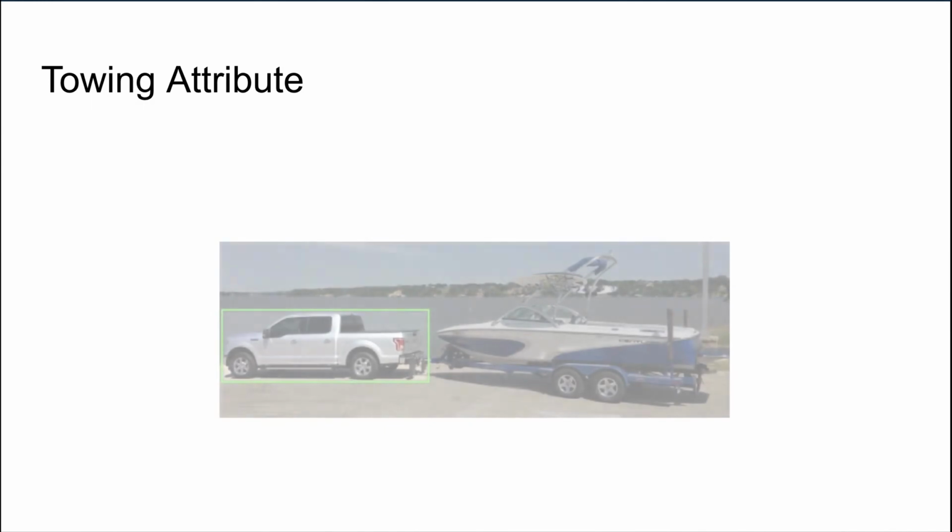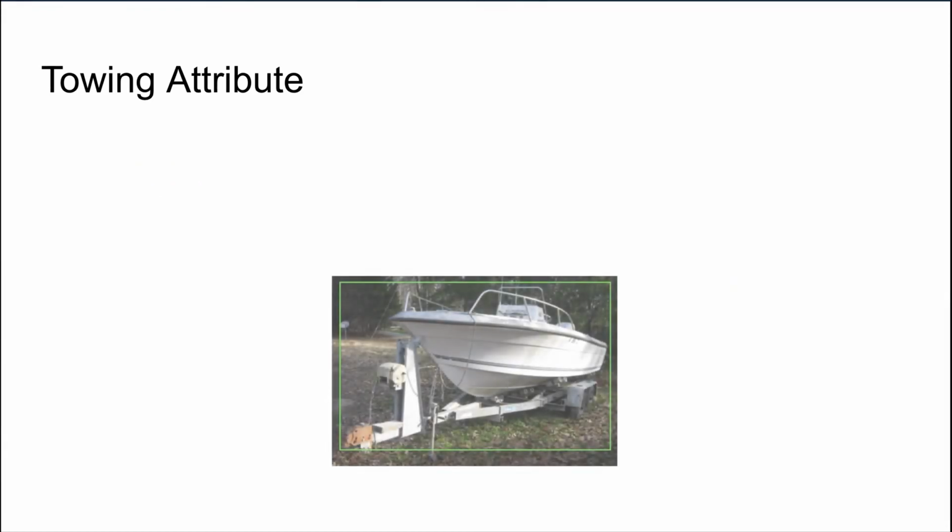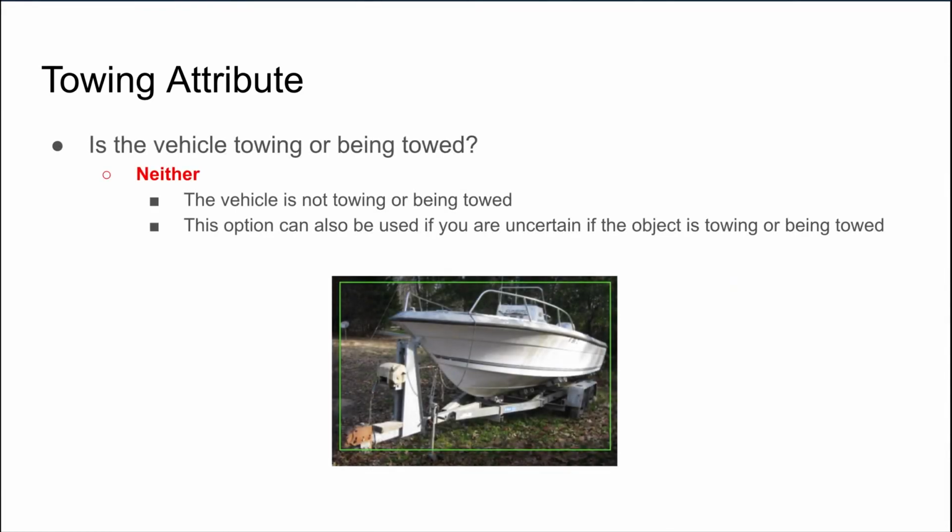You want to put towing when the vehicle is towing another vehicle that you can visibly see the trailer attached. So in this example, you see the pickup truck. It's obviously towing the trailer that's carrying the boat. And there's also the last option, which is neither. Is the vehicle towing or being towed? And it's neither. That means it's not being towed and it's not towing.